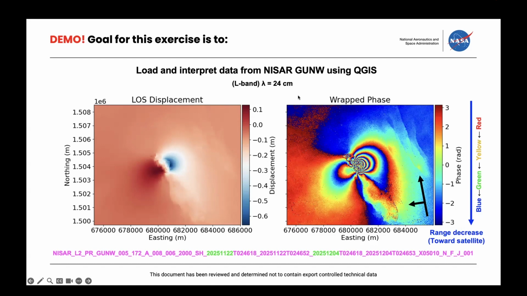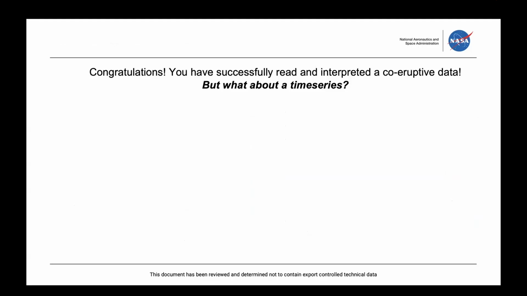Basically, if you convert this wrapped phase into metric units by just unwrapping the phase, you will see that there is a negative value here, which means that the ground moved away from the satellite, and here the ground moves toward the satellite. And yeah, basically that's it. Congratulations, you have successfully read and interpreted the co-eruptive data.